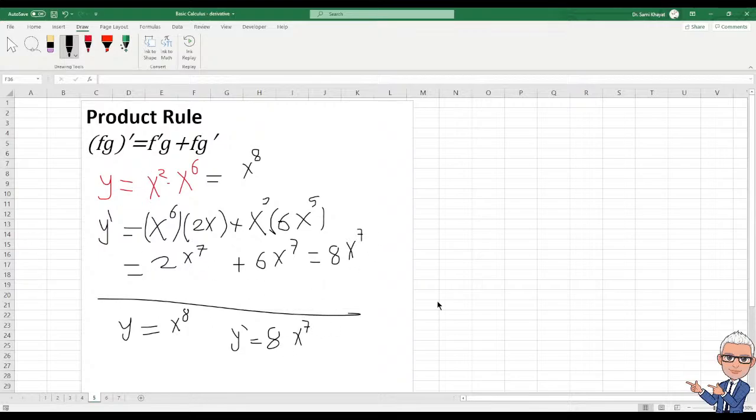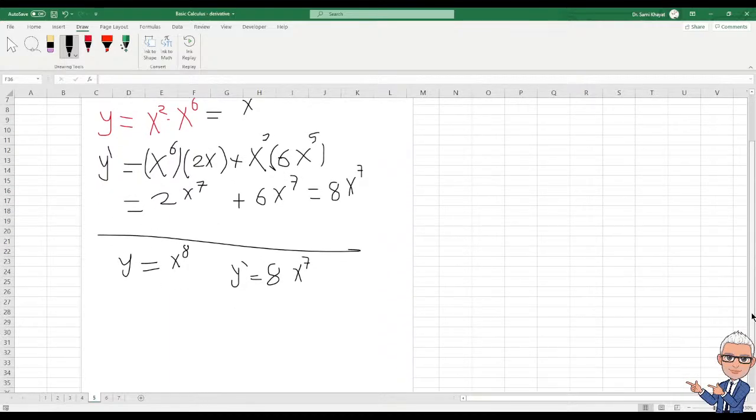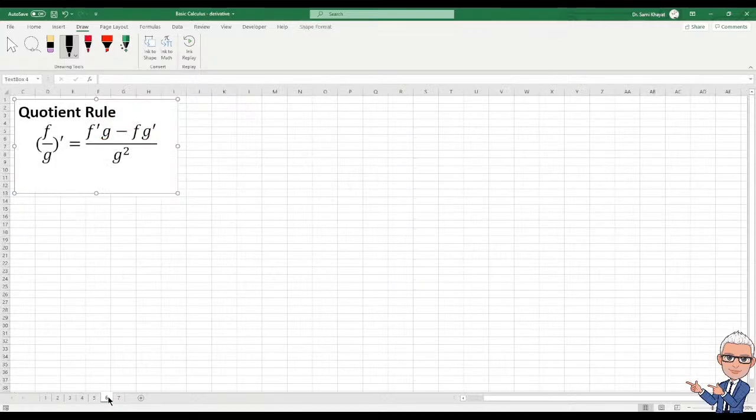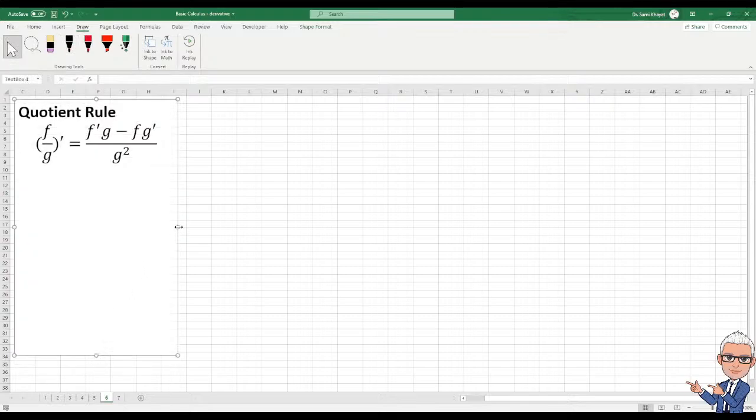But it is not always like this, because there are a lot of things I didn't talk about. For example, what about if it is like this one, y equals, let's say, x cube times sine x. That is the f and this is g, and then you need to follow the same rules. Now let's take this one. If it is divide.